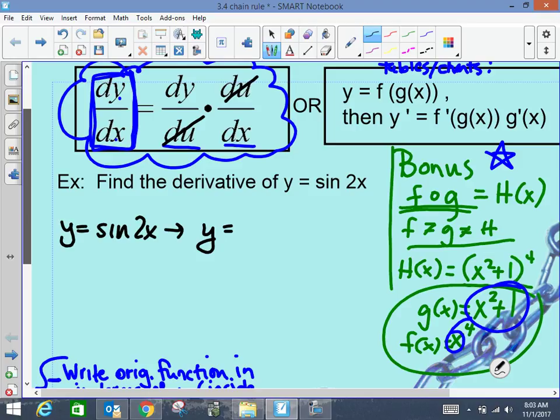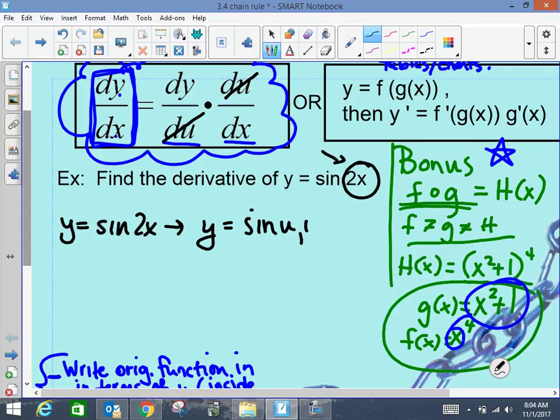Plug it into what? X. And then what? What's the first operation you would do with pi over 2? Multiply it by 2. So this is your inside then, right? Okay, so that's going to be my u, because u is the first thing we have to do, which is 2x. Then whatever we get there, we take the sine of it.